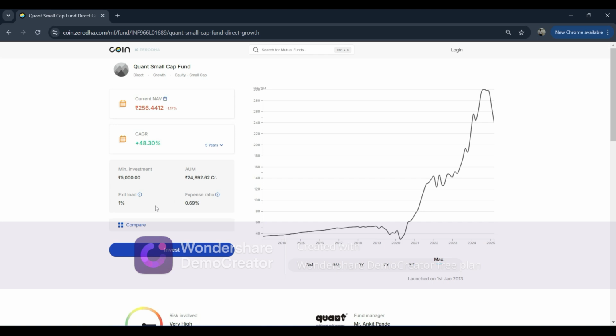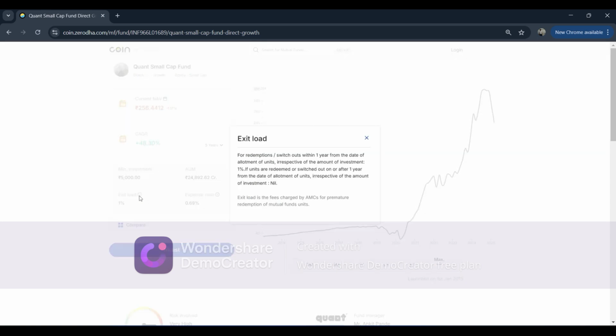When it comes to exit load, what does exit load state? Exit load means 1%, means if you are redeeming the amount of investment which you have made within 1 year of your investment, 1% will be charged by the mutual fund as a penalty. So the expectation of this mutual fund is always that you should be investing in the stock market or through a small cap fund for a minimum duration of 1 year so that you will be able to see a decent amount of returns.